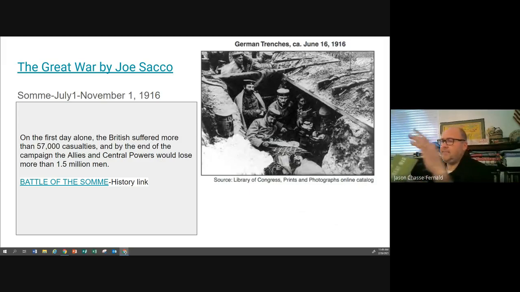What Joe Sacco has done here is create a panorama of what the Somme looked like in that first hour, where 10,000 British soldiers are going to be killed. And just what it would have looked like at that moment when soldiers are going up over the top in no man's land.